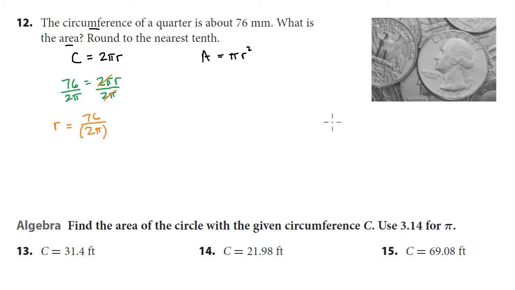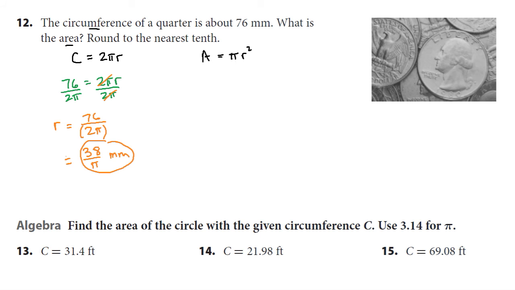Area equals pi r squared. Well, let's at least simplify this, and then let's leave it as an exact answer. I'm not going to simplify it any further. I'll reduce it. So 76 divided by 2 is 38. So my radius is equal to 38 divided by pi. So there is my radius. And if I want to write it correctly, I'll put my radius as 38 over pi millimeters. There's my radius.